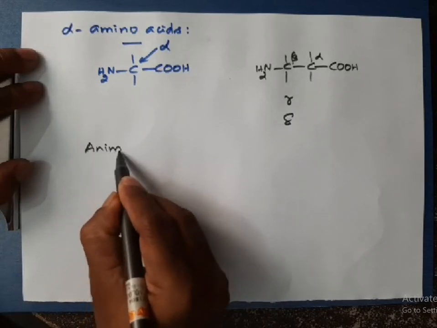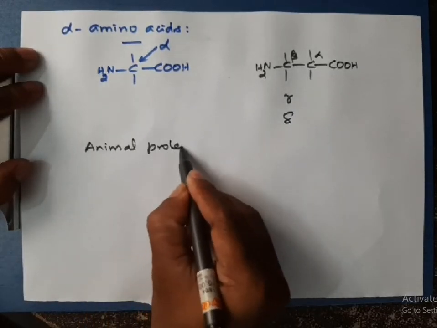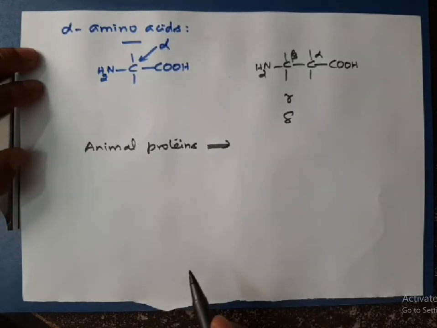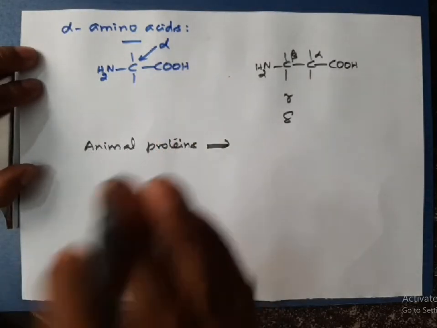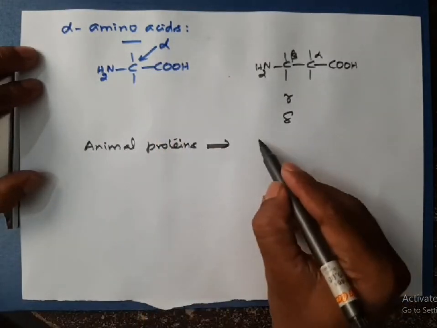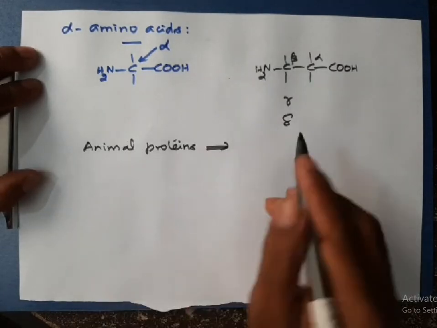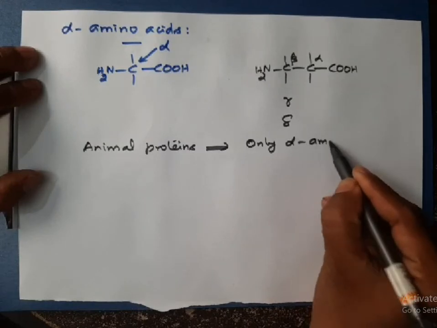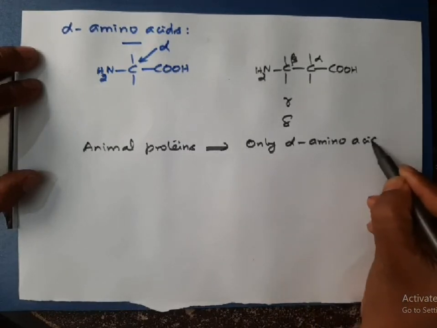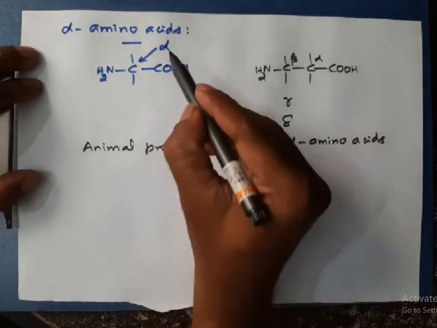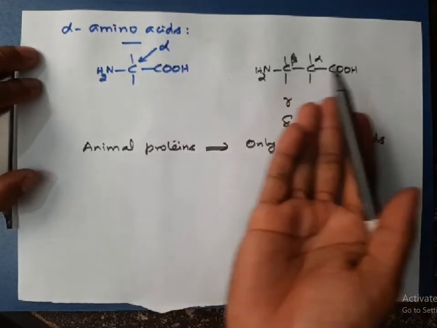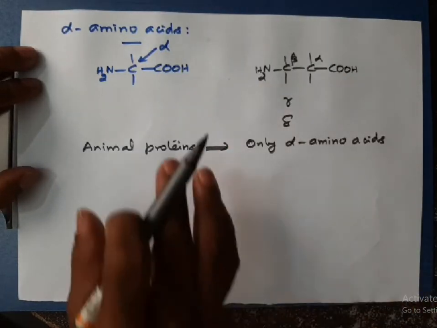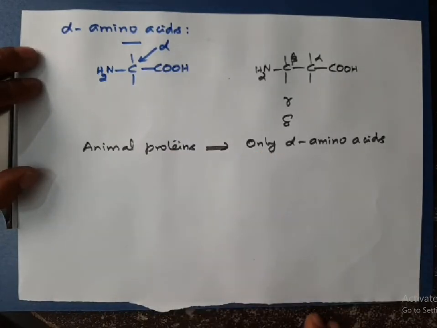but the proteins present in the animal body and plant body, very specifically animal proteins, predominantly consist of alpha amino acids. Or I can say simply: animal proteins consist of only alpha amino acids. So I'm going to focus only on alpha amino acids. I'm not going to discuss beta, gamma, and properties of other amino acids. Our focus is only on alpha amino acids.